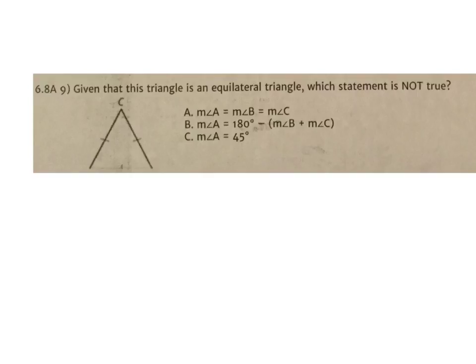A says the measure of angle A is equal to the measure of angle B and is equal to the measure of angle C. B, the measure of angle A equals 180 degrees minus the measurement of angle B plus the measurement of angle C. And then C, the measurement of angle A is 45 degrees.